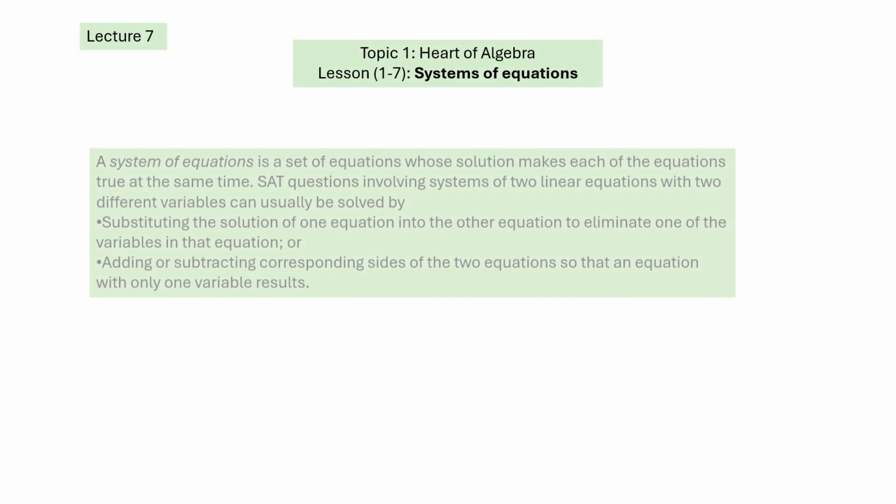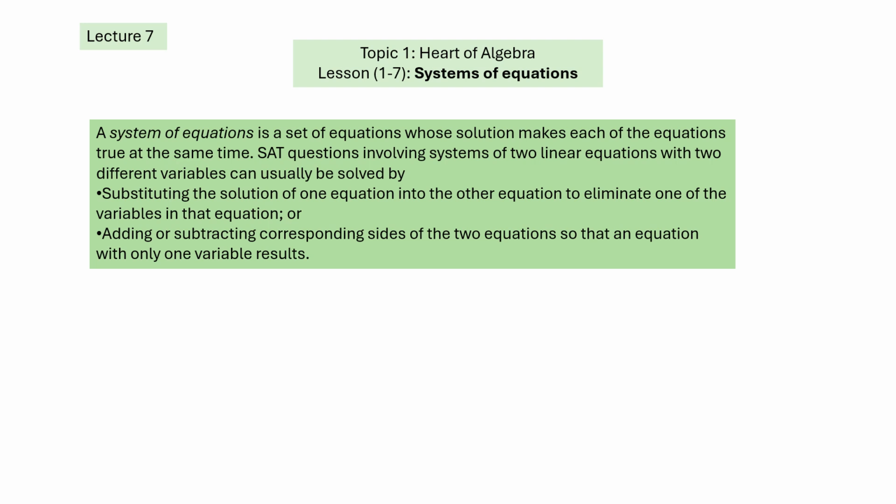We will talk about lessons 7 and 8 together. A system of equations means the equations whose solution makes each of the equations true at the same time. SAT questions involving systems of two linear equations with two different variables can usually be solved by two methods, substitution and elimination.